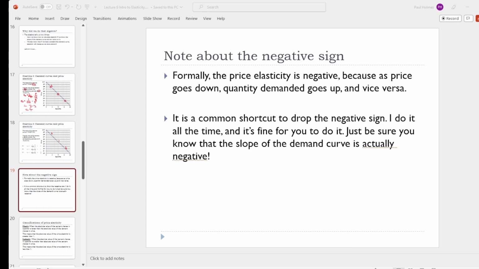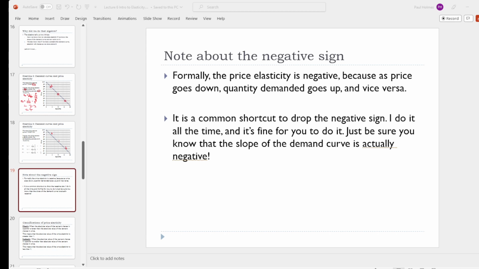Just keep in mind that on the homework and on exams, it may want you to include a negative sign for other elasticity exercises. For the price elasticity of demand ones, because the book uses the absolute value signs, you're going to be safe to just put everything in positive terms.